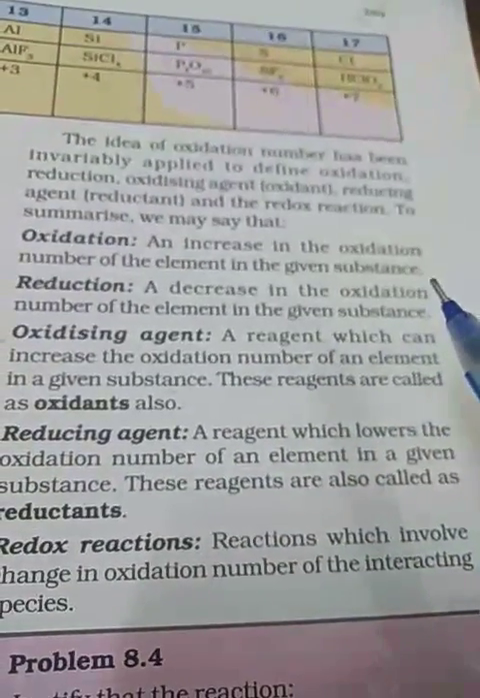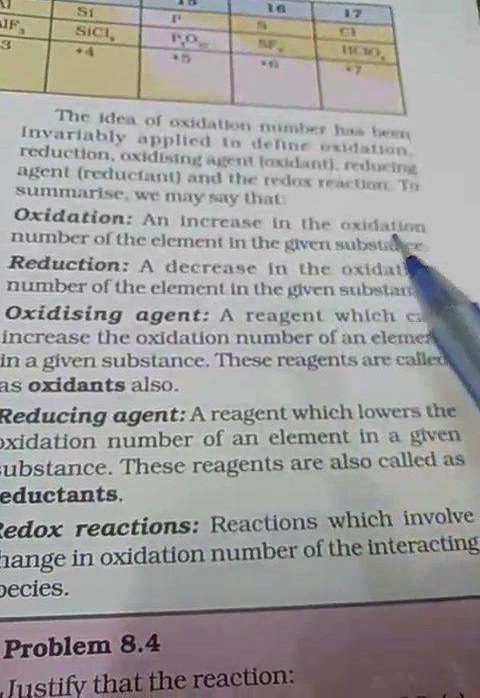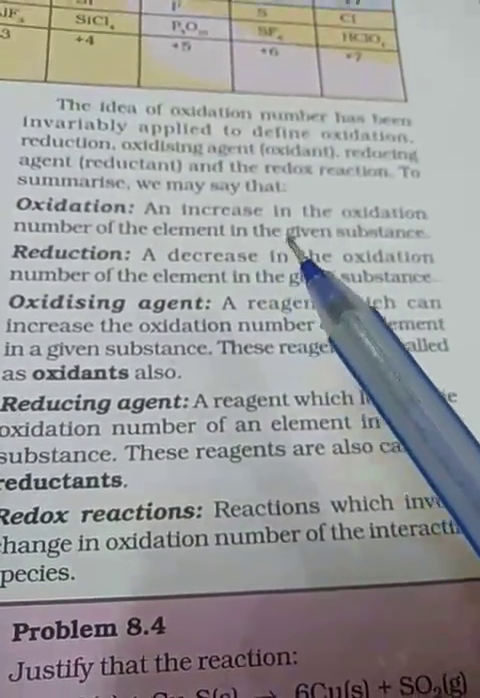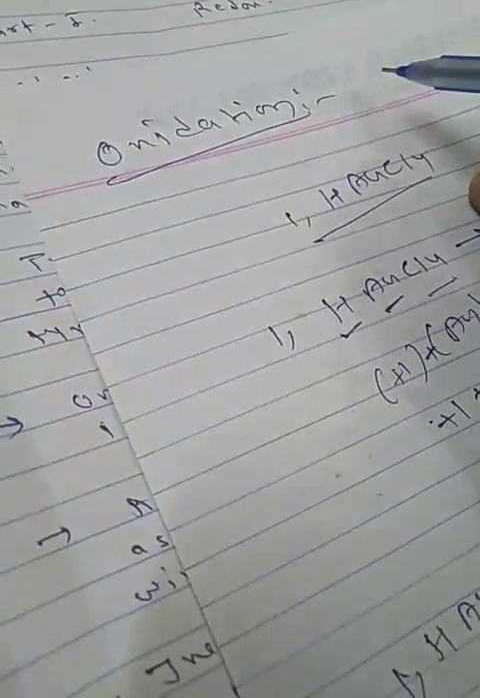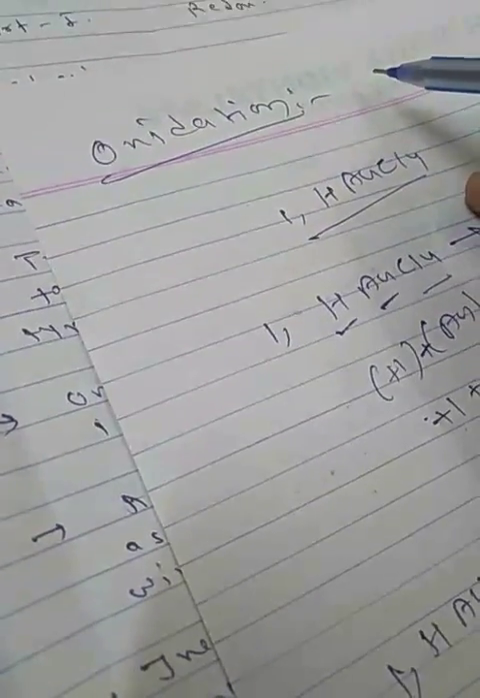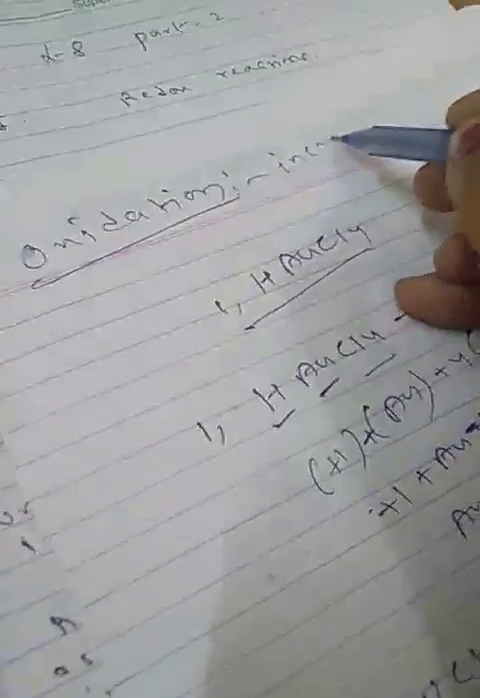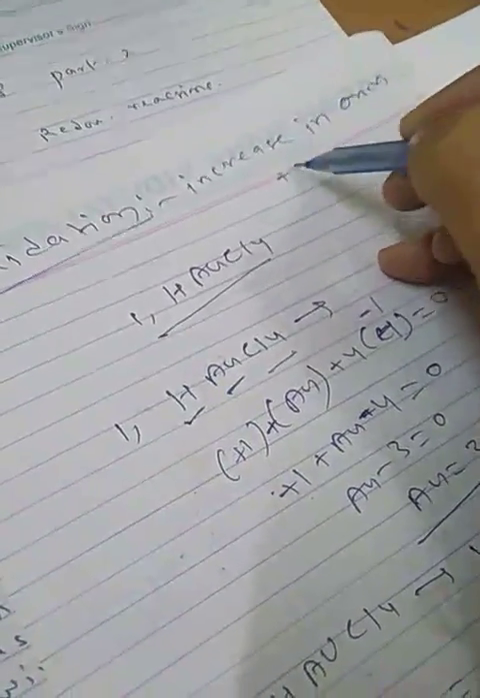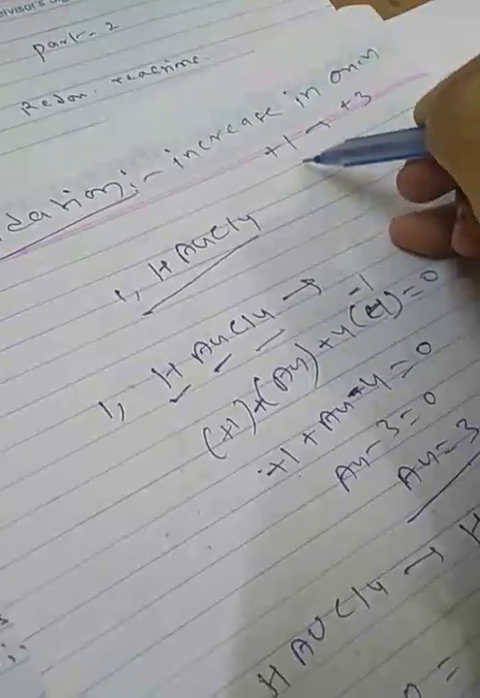Now, the idea of oxidation number has been invariably applied to define oxidation, reduction, oxidizing agent, reducing agent, reductant and the redox reaction. To summarize, I am going to repeat the same things. What is oxidation? Earlier also I showed: an increase in the oxidation number of the element in the given substance, like plus 1 to plus 3. So this is called oxidation.